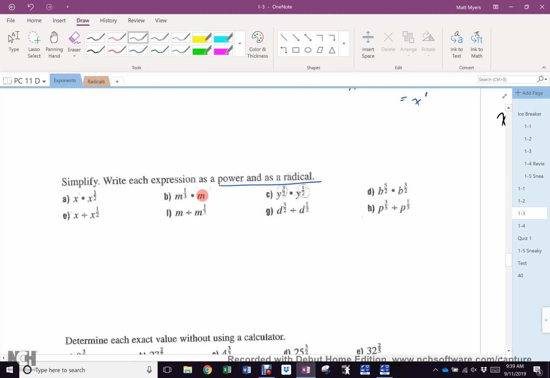B? No problem. That is m to the 1/3 times m. Now, m is to the 1, right? So that's 3/3. Yes? What is 1/3 plus 3/3? M to the 4/3. There's the power.